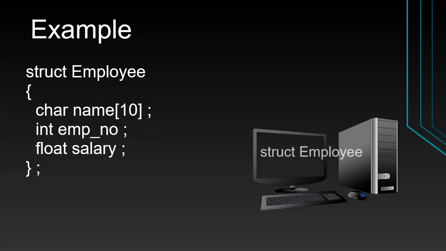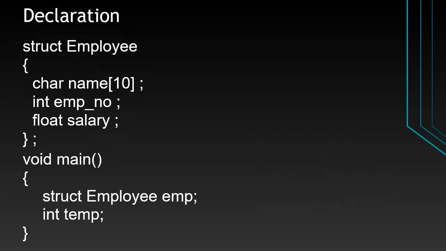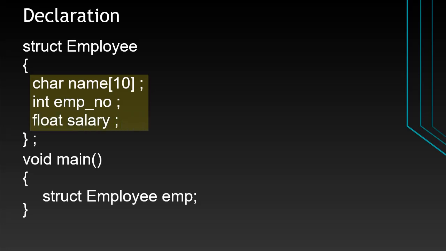Since we have defined the data type, now let's declare a struct variable and see what happens in the memory. As you can see, we have declared the struct employee variable in the main function. You can compare the data type and the variable name. As I said earlier, struct and the identifier will together be a data type. Now we know name is of data type char, emp number is of data type int, salary is of data type float, and emp is of data type struct employee.